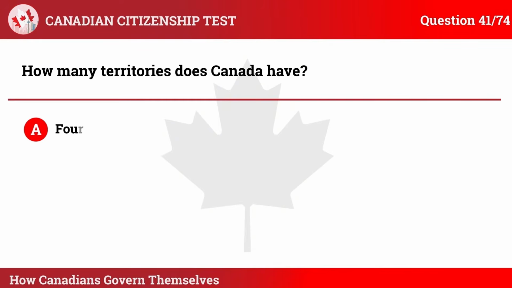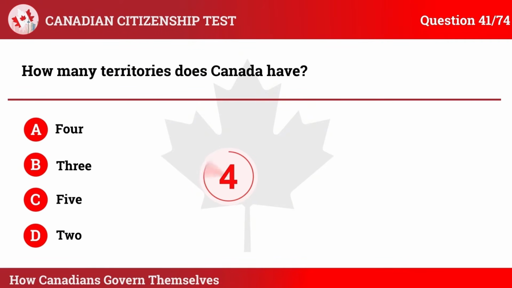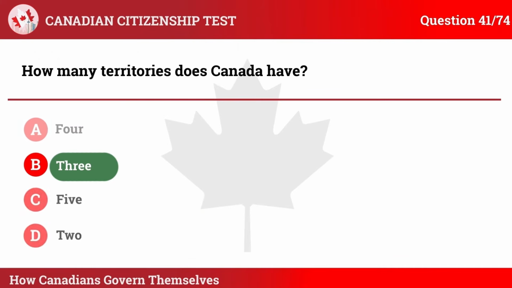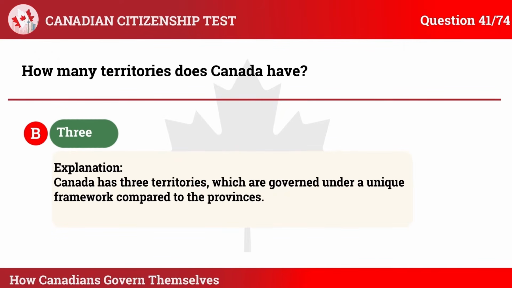A. 4. B. 3. C. 5. D. 2. The correct answer is B. 3. Explanation: Canada has 3 territories, which are governed under a unique framework compared to the provinces.